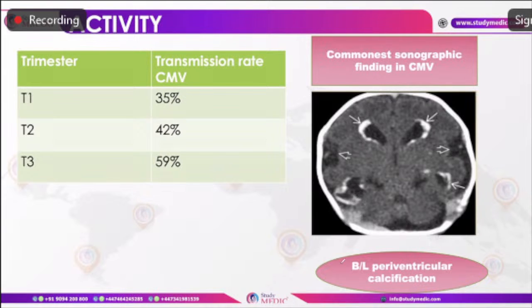And the most common finding in CMV infection is what we see here. These are called periventricular calcifications. This is very, very pathognomonic of a CMV infection, which can be seen in the ultrasound images.